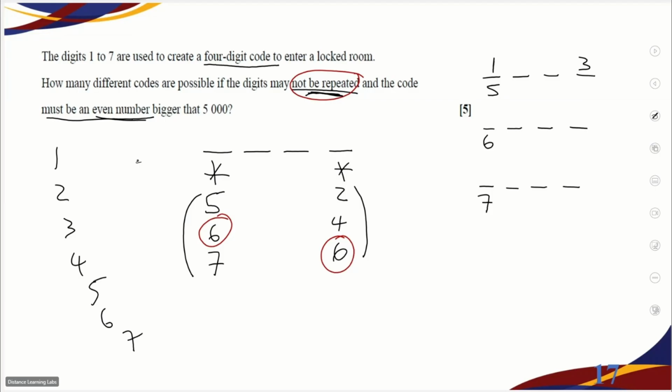Digits are not allowed to repeat. Of the 7 digits that we have, 2 are engaged. We have 1 on the first position, 1 on the last position. Meaning here we are left with 5 and then there 4.